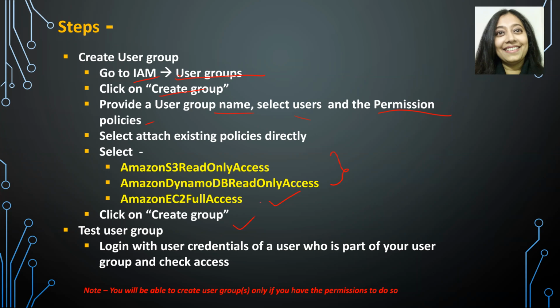After a group has been created, we will test our user group, right? So how would we do that? We will log in with user credentials of one of the users who's part of our user group and check the access.